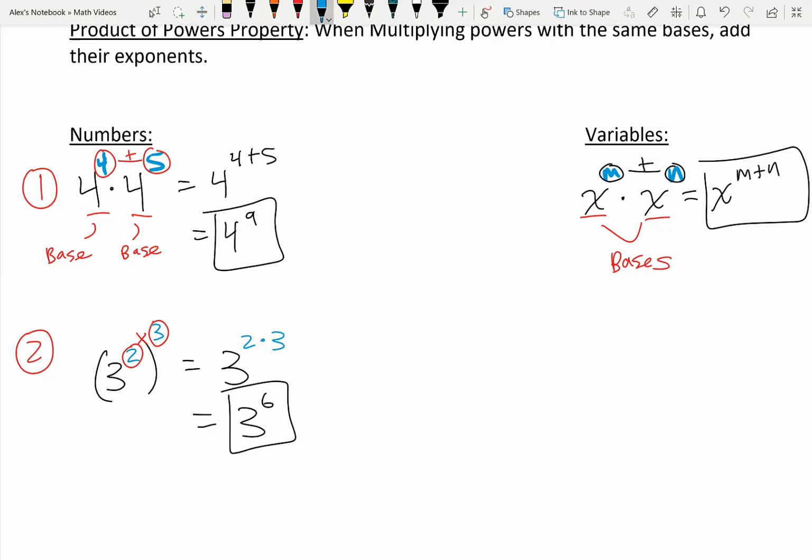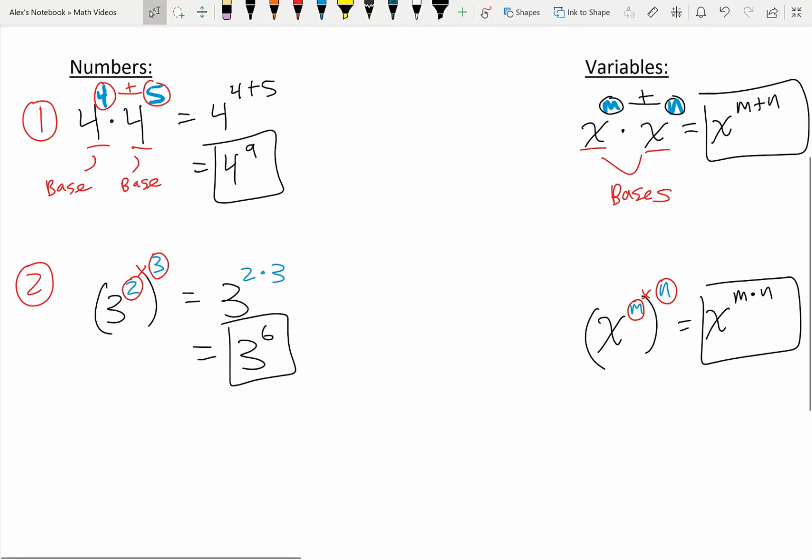Now we can do the same thing when we have variables as well. Let's look at something like x to the m, and then that's raised to the power of n. Well, again, we have an exponent inside the parentheses and an exponent outside. The power rule says we can take those two exponents and we can multiply them. So we get x to the m times n. And that's it. We can stop there because, again, we don't know what any of those three variables are.